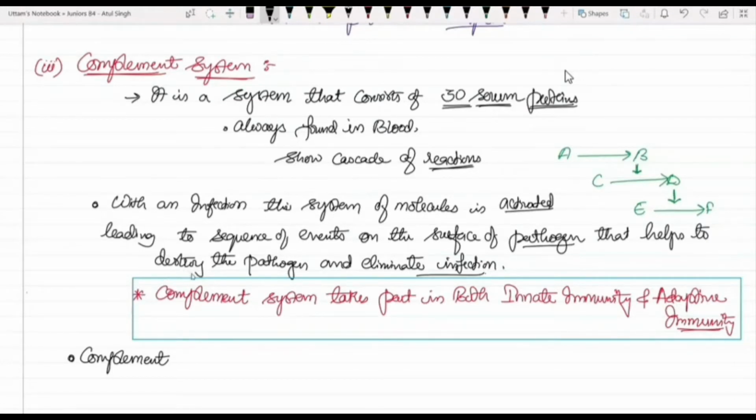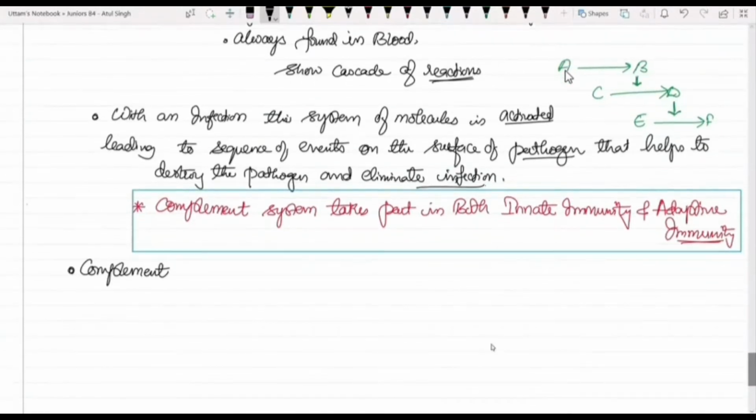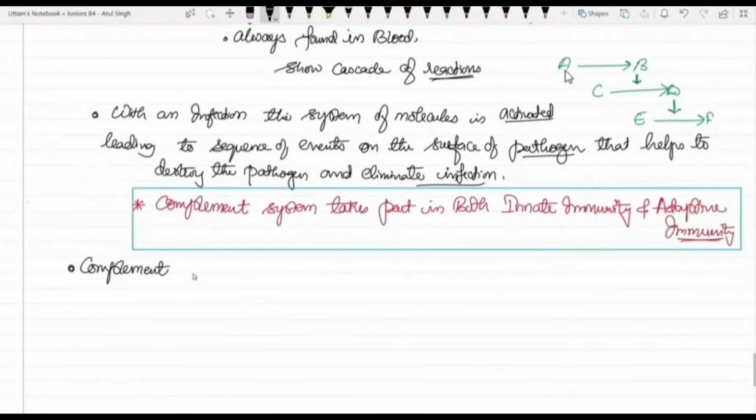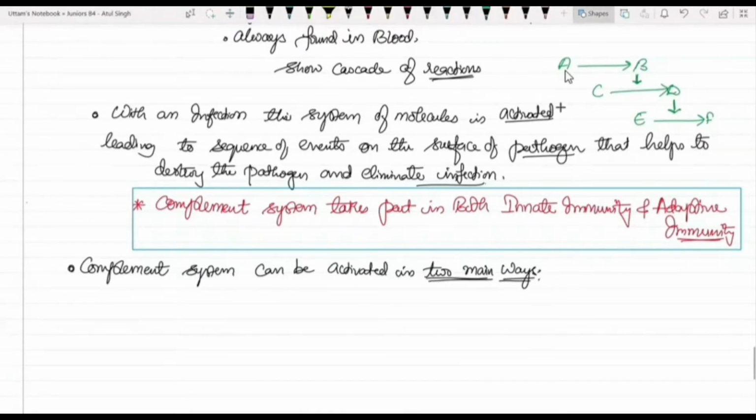Destroy the pathogen. The complement system can be activated in two main pathways. In two main ways. Okay, so one way, if you see, one way is classical pathway and the other being alternate pathway.